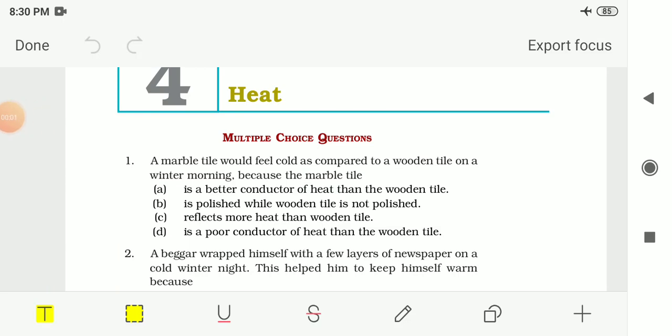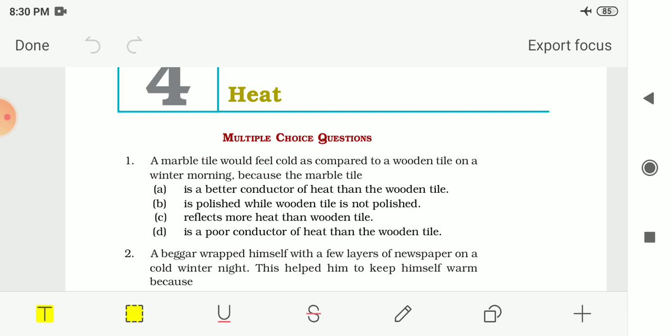Hello students, in this video we are going to study the exemplar book solution for chapter 4. The chapter name is Heat, class 7, subject Science NCERT. So before starting that, let me recall what we had learned from the chapter.